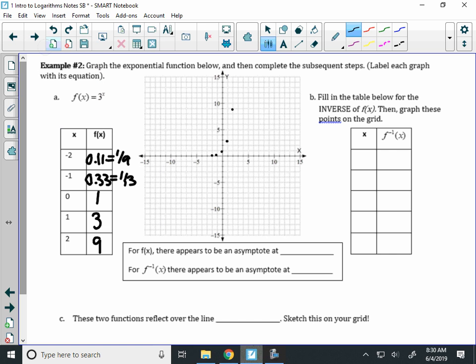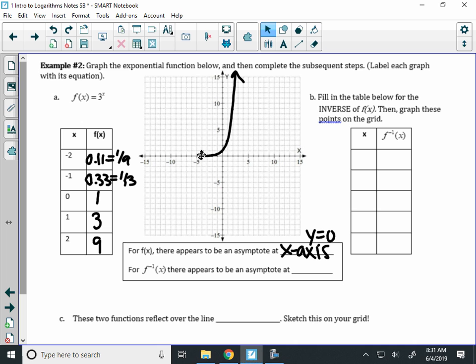All right, so as you're connecting these dots, or as I'm connecting them, on the table, Desmos gave you the decimal approximations, but for -2, if you wanted the fraction, that's equal to 1/9, and then for -1, 0.3 repeating is 1/3. All right, so I've graphed our points here. Now, same thing as the last time, in the box underneath, there appears to be an asymptote for this graph, again, at the x-axis, or y equals 0.